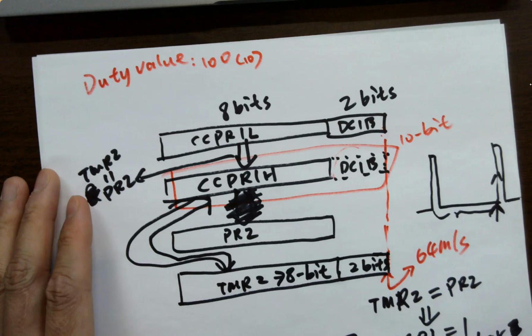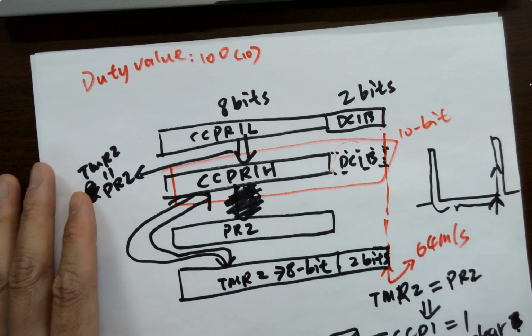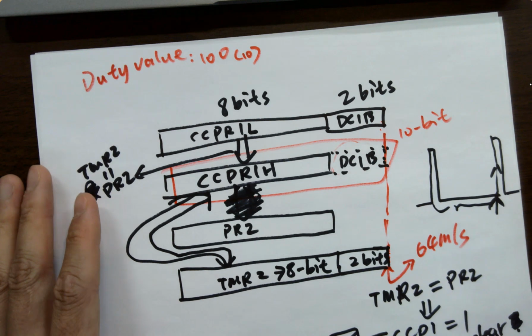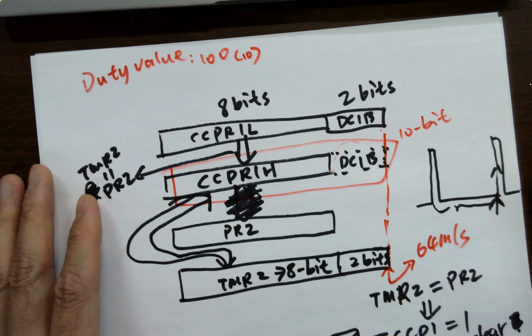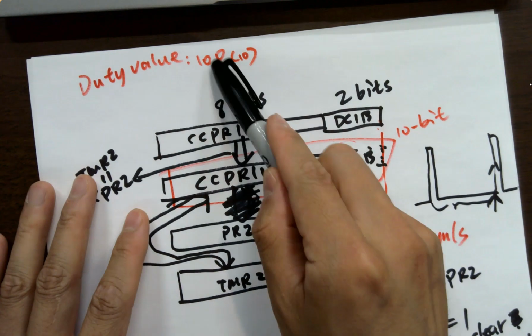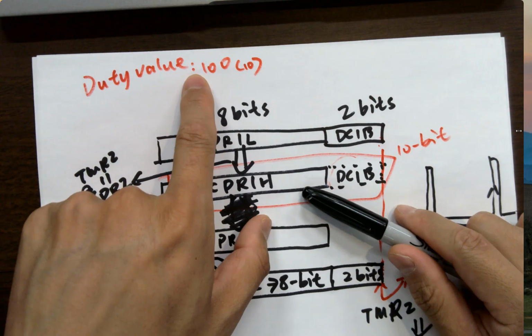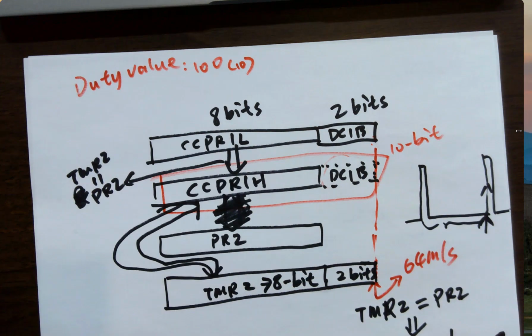Tell me, if it's a 1-to-1 prescaler, what's the duty cycle here? 100 over 255 times 100%. Yeah, that's the count. So there's no +1 like the PR2 has a +1. This one doesn't have a +1. Keep in mind, okay? It doesn't have a +1. This is the count.